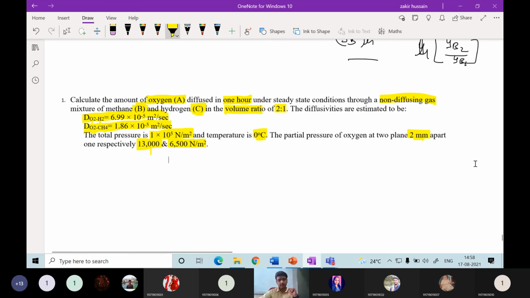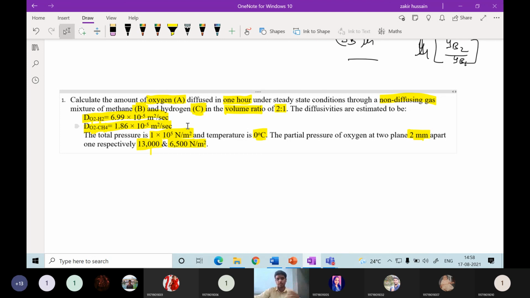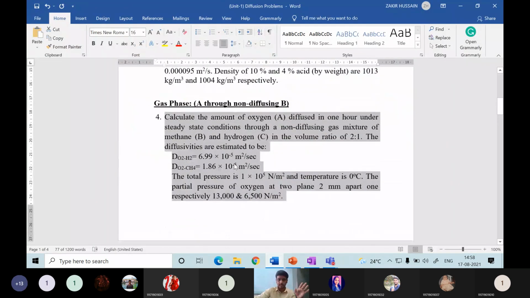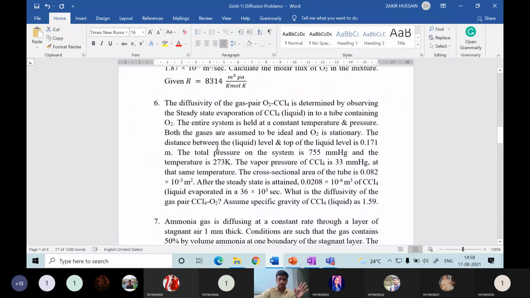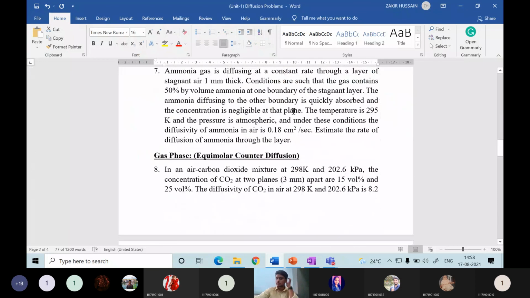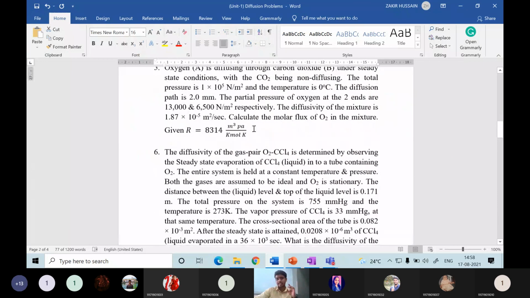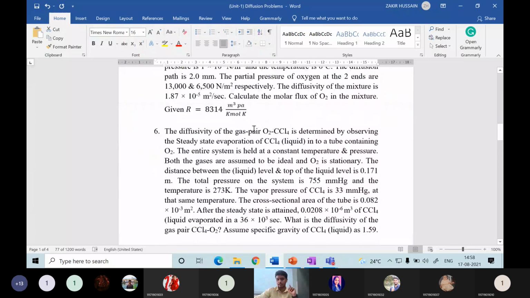I request everybody, please go through this problem once again, and if possible, try to solve it on your own. The PDF has already been supplied, with all the solved problems in my handwriting. If you can understand, just try to understand and solve that one. If not, from tomorrow we will solve all the problems. I think 4 problems we are going to handle for the gaseous phase, A through non-diffusing B.